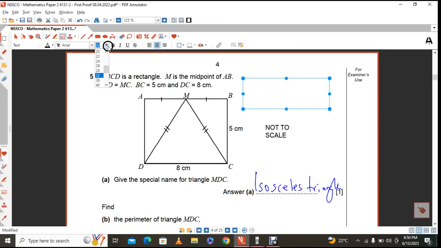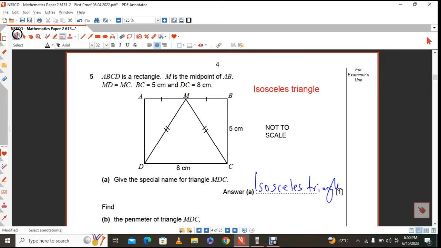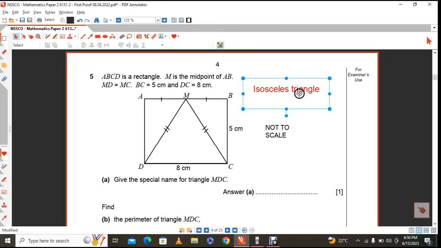All right, so again, let's just say it's an isosceles triangle. Okay, please remember that. I'm emphasizing that because I've seen horrible spelling when it came to that. People are always making mistakes and the marker has to somehow figure out what it is that you want to say.